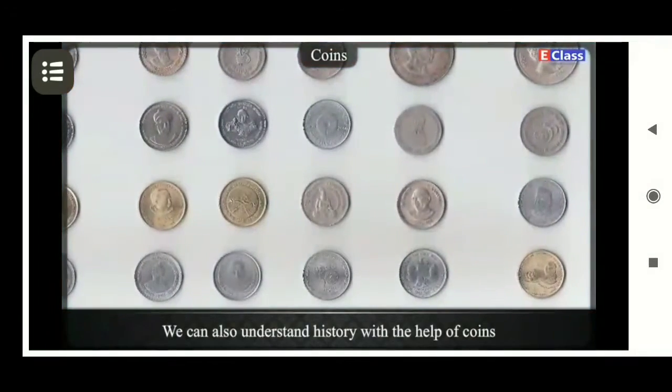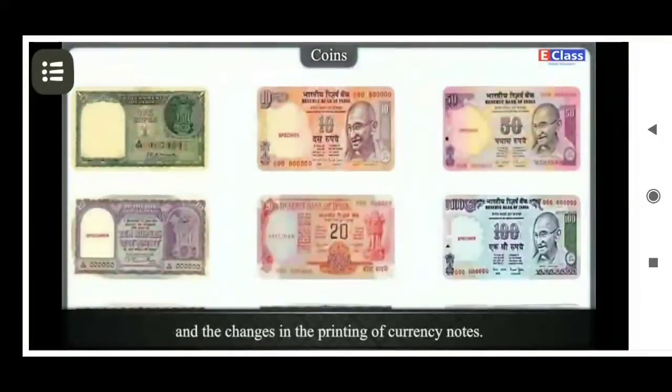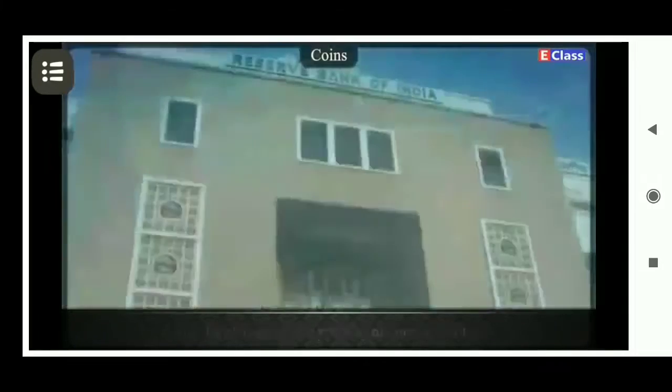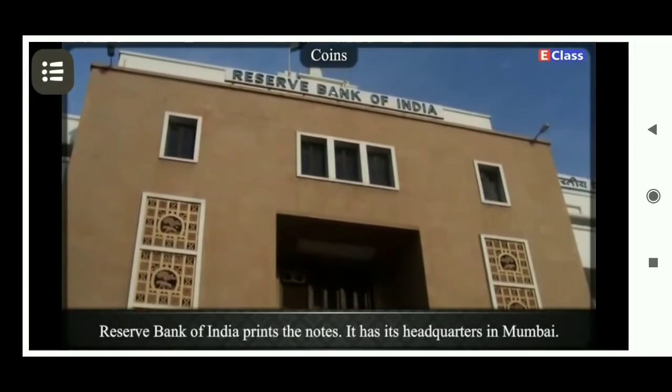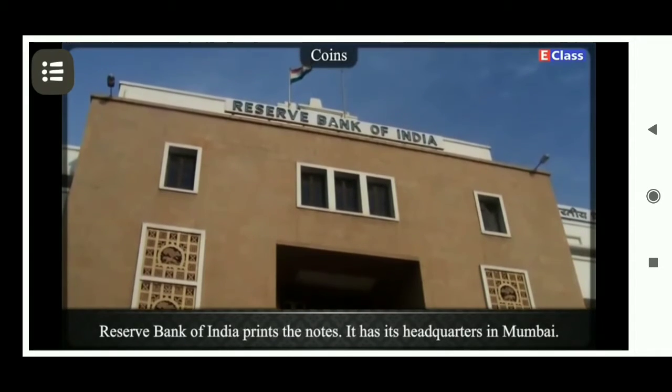We can also understand history with the help of coins and the changes in the printing of currency notes. Reserve Bank of India prints the notes. It has its headquarters in Mumbai.